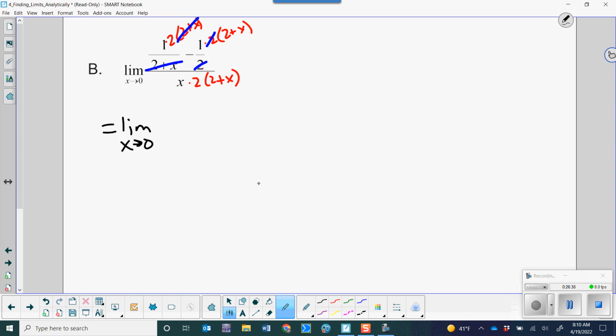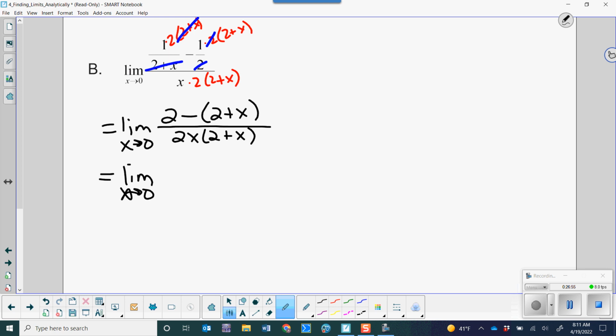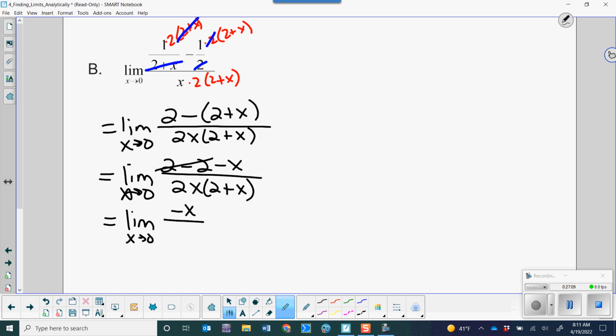of, in the first term you have a 2, then you have minus parentheses 2 plus x. Don't mess that up, you want to distribute that. And then again in the bottom, don't multiply that out. In the top, if you distribute, you're going to have 2 minus x. The bottom is 2x times 2 plus x. Now 2 minus 2 will cancel. It becomes a 0. You'll have minus x over 2x times 2 plus x.